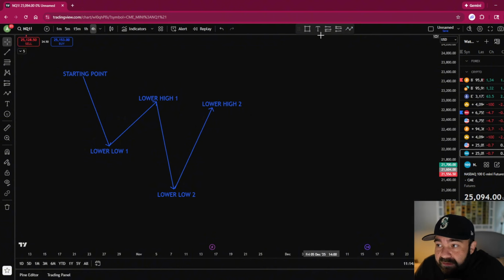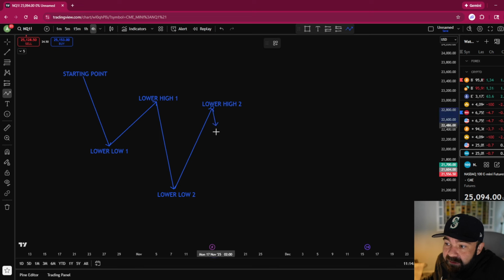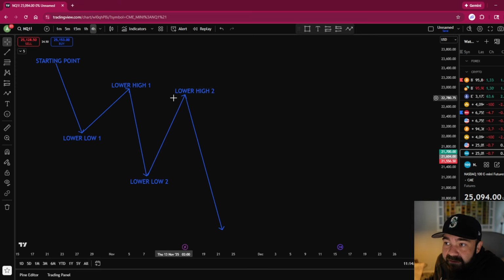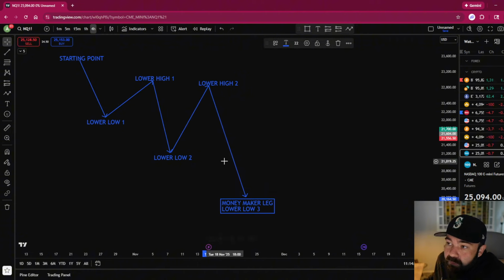So now you see something like this and you're like, I get what you're saying, but where's my entry point? How do I use this information to make money? Well, this next leg right here is the moneymaker leg, because it's an even bigger drop. You create a lower high two underneath your starting point, and the next leg is normally big. So we're going to call this the moneymaker leg, lower low three. This big drop right here, this is what, if you are a swing trader, a long-term trader, or an intraday scalper that holds overnight, that's not really a scalp, but let's just say you're holding for 2 days or so and you happen to catch this, this is your moneymaker leg.